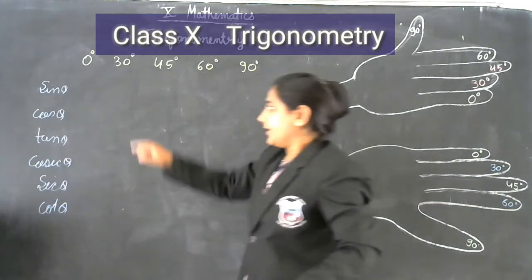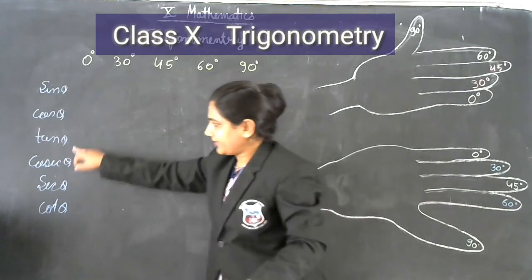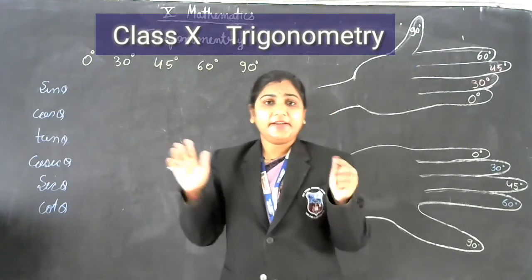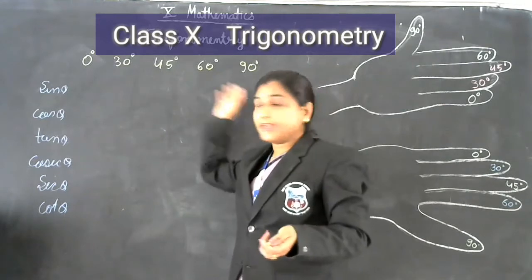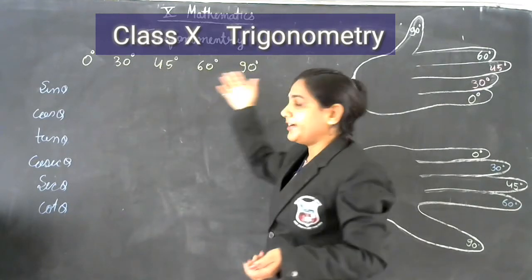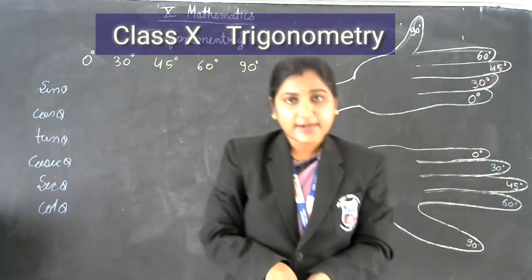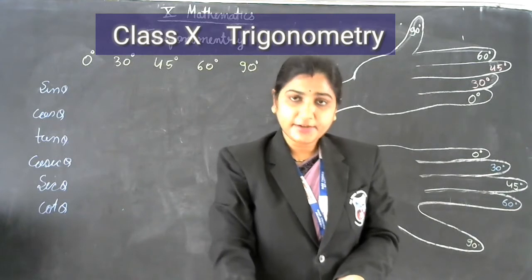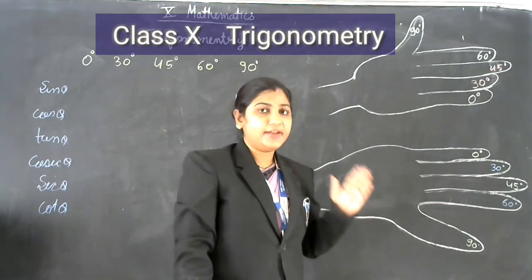See, if we know the values of sin, cos and tan, then we can easily find cosec, sec and cot. But here it is very difficult to remember all the values of sin, cos and tan for 0, 30, 45, 60 and 90. So here I am explaining one easy method. By using this method, you can keep all the values in your mind very easily.